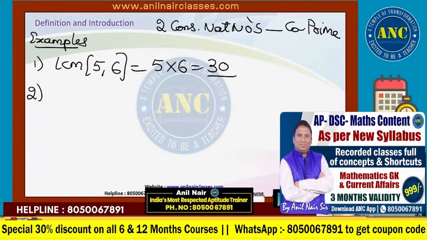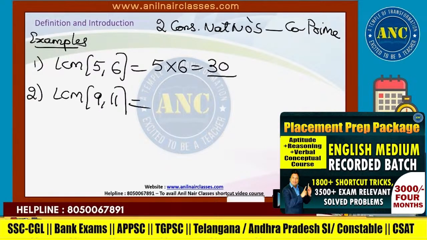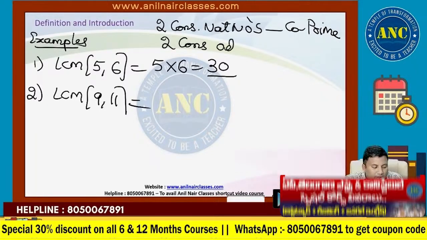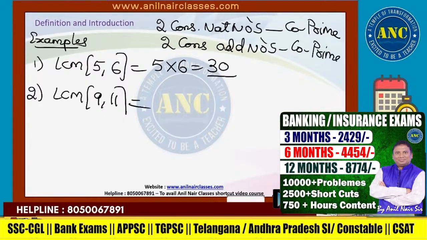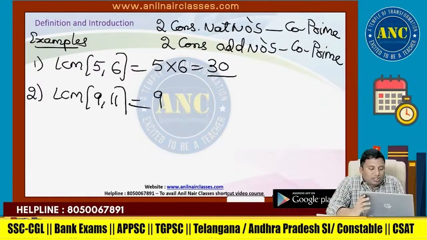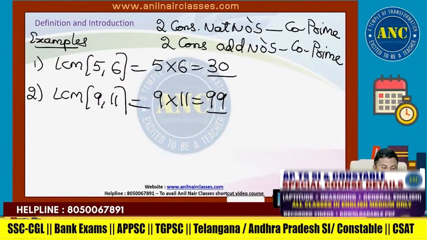Next point, LCM of 9 and 11. 9 and 11 are two consecutive odd numbers. Two consecutive odd numbers will also be co-prime to each other. 9 into 11 is 99.